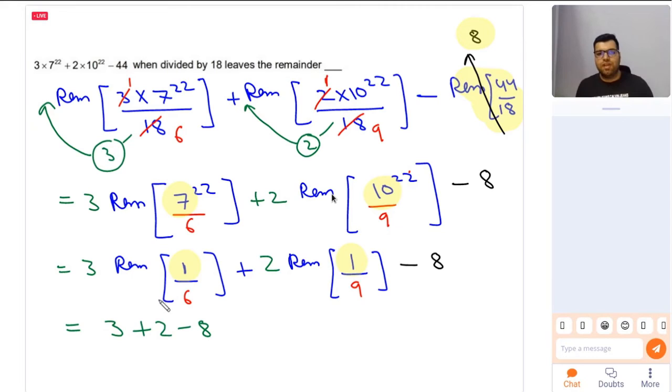So the remainder is asked with 18. So the value should be between 0 and 18. So I have to add 18 over here. The value was 5 minus 8, which is minus 3. So minus 3 cannot be the answer. The answer has to be between 0 and 18. So I added 18. Minus 3 plus 18 will give us the right answer, which is 15. So the answer is 15. Let us see.